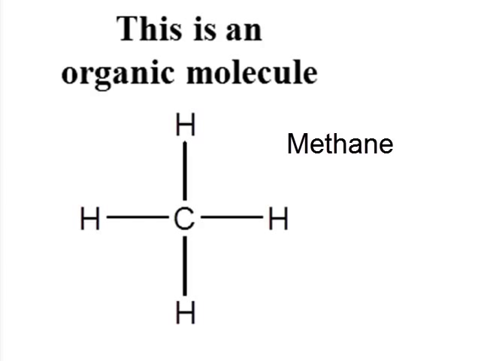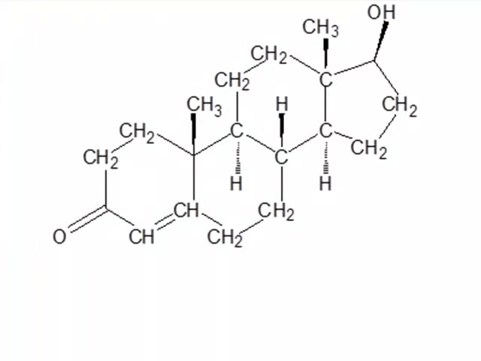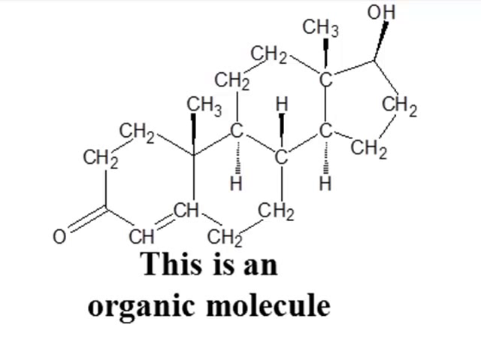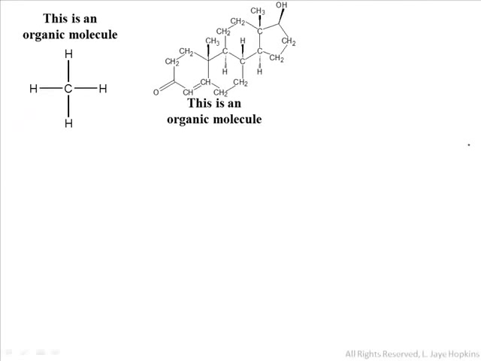Let's look at a slightly more complex organic molecule. How about this one? This is an organic molecule, and even though there's a lot of information here, you'll notice right away the presence of a lot of carbon atoms, as well as atoms of hydrogen and a few other atoms of oxygen. The fact that it has a backbone or a framework of carbon is what makes it an organic molecule. This happens to be the molecule testosterone. If you think testosterone has a complex structure, let me show you an even larger organic molecule.